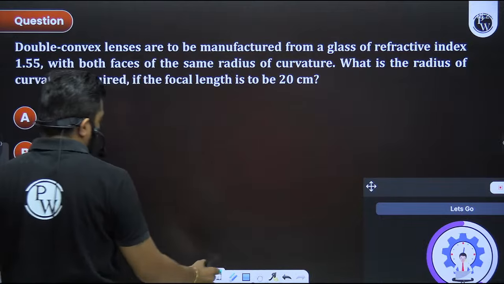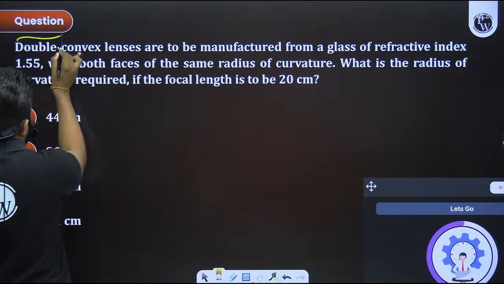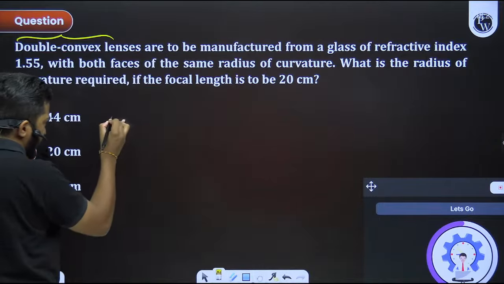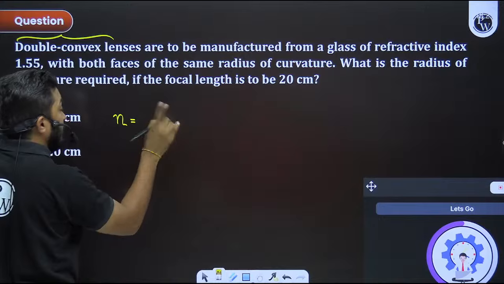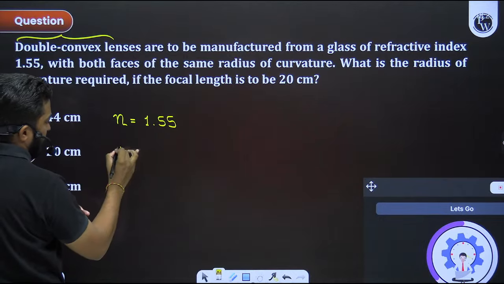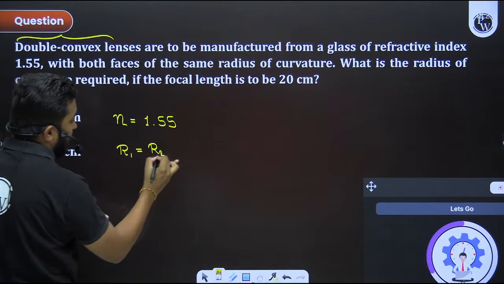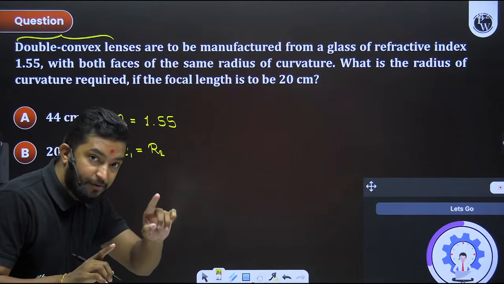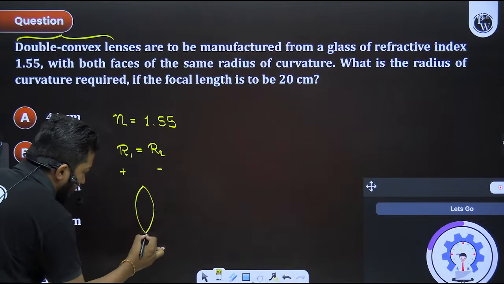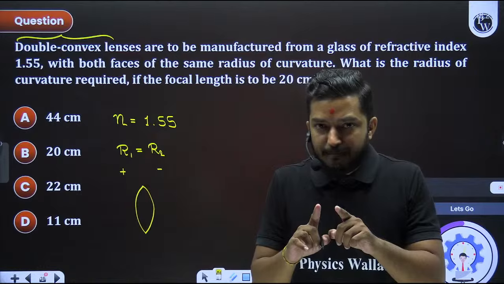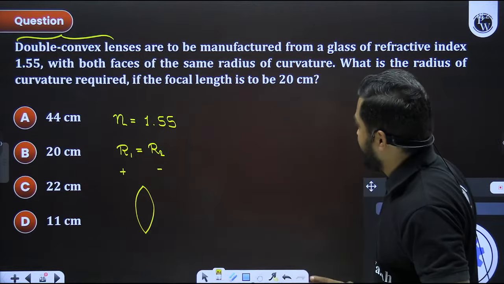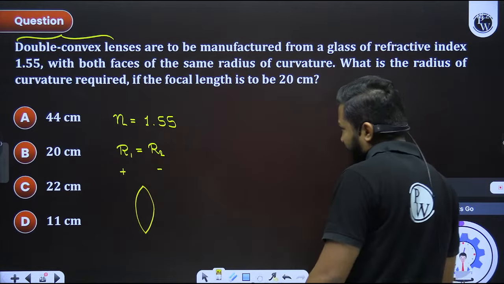So for the double convex lens, to be manufactured from glass of refractive index 1.55, they provide the refractive index of the glass medium as 1.55, with both faces of the same radius. But please remember, you have to take R1 as a positive value and R2 as a negative value. Why? Because both faces are on different sides. If the radius of curvature for one side is positive, in the direction of the incident ray, we take it as positive, and for the other we take it as negative. Please keep in mind that we have to apply this in the equation.